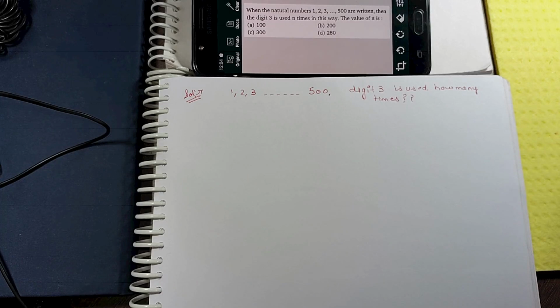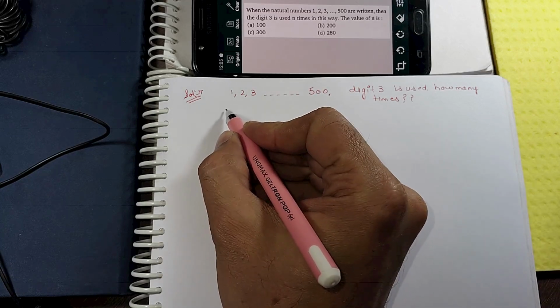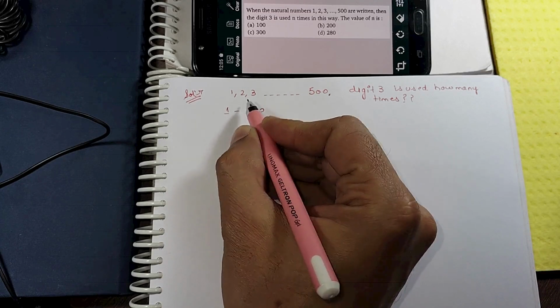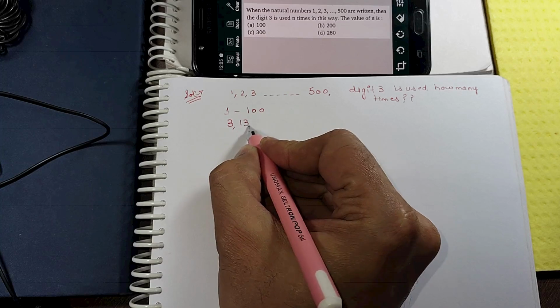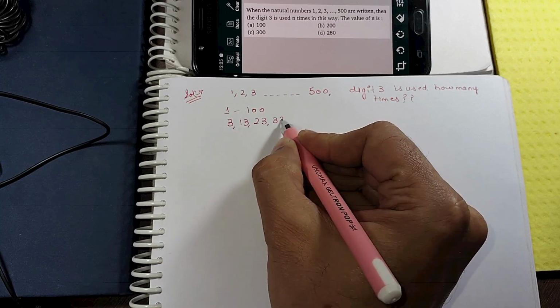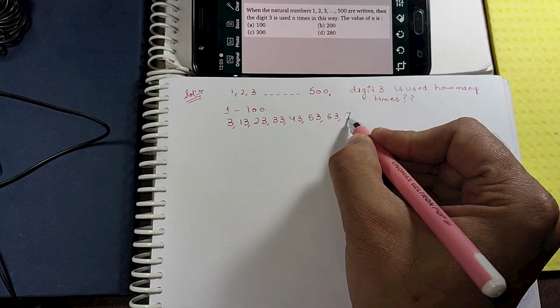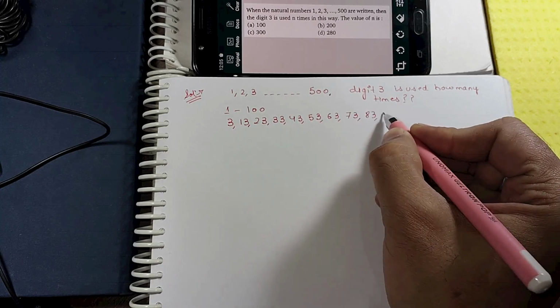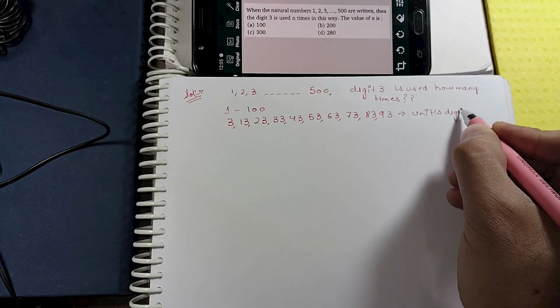Now, in any sequence, we know that the number 3 is used at the unit digit. Let us suppose from 1 to 100. Just like from 1 to 10 it is used in 3, then 13, then 23, 33, 43, 53, 63, 73, 83 and 93. So this is when there is a 3 at the unit digit.